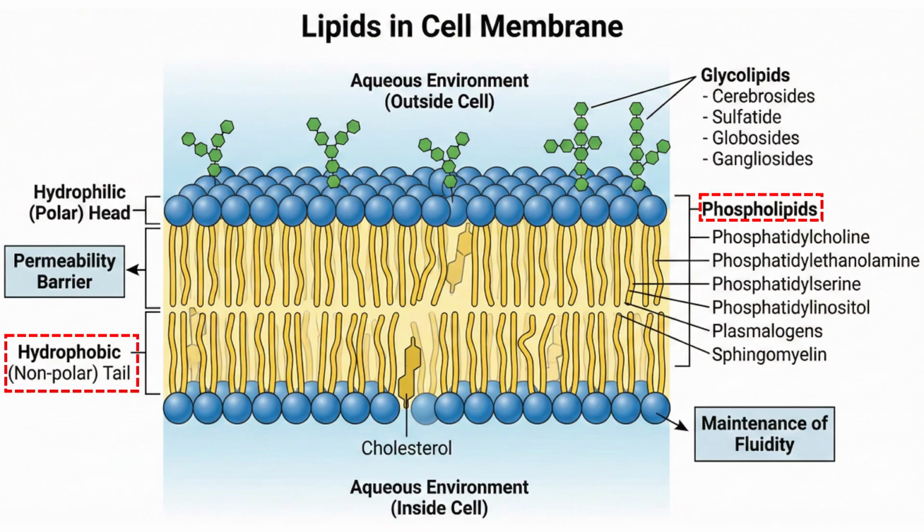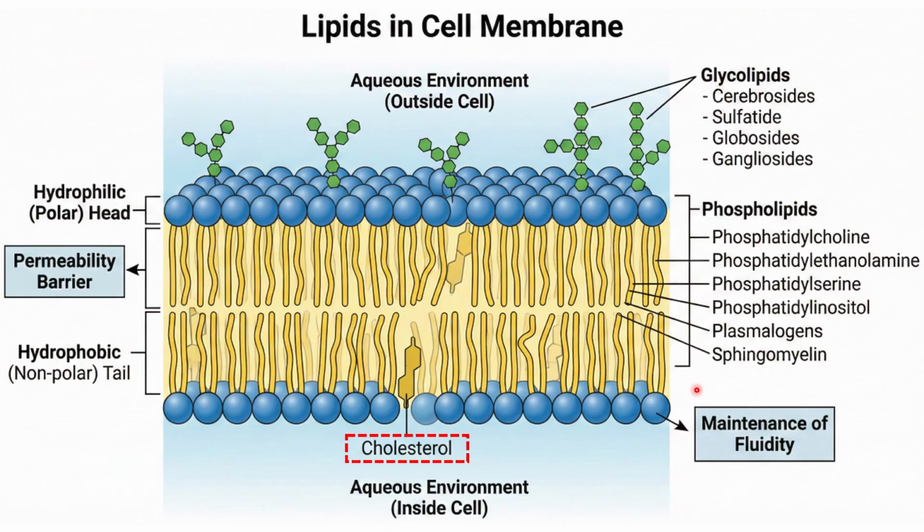The other part is the hydrophobic tail. This is the tail part, but these are water hating and they do not contain any charged groups, so they are non-polar and they are always towards the inner side of the membrane, away from the aqueous environment. Coming to the glycolipids, they are present on the surface of the plasma membrane, facing towards the outside part of the cell.